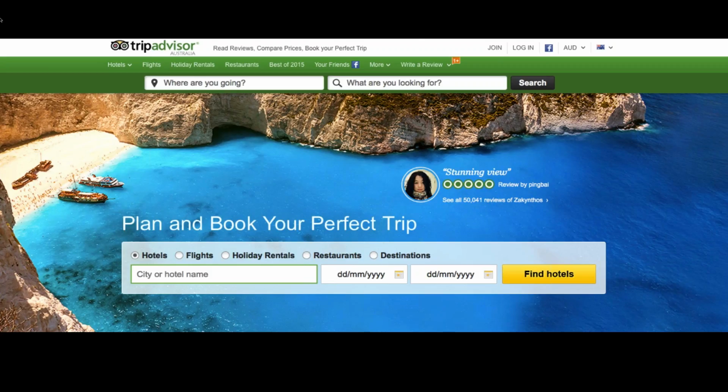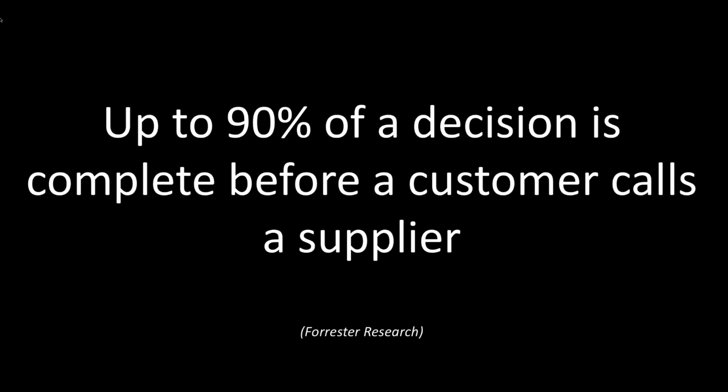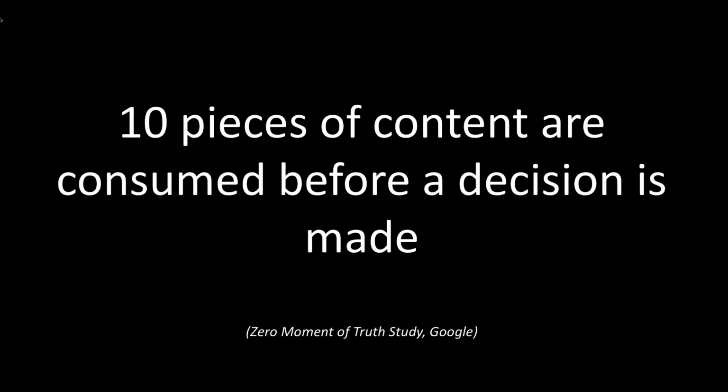When you look at how people make decisions about working with you, this research was from Forrester, and after doing this work with Richard, this is what I found, certainly in a commercial sense, and I'd say it has been the same with the work that he's done: around 90% of a decision is made before somebody gets in contact with you. That comes from, on average, around 10 pieces of content being consumed before that decision is made.